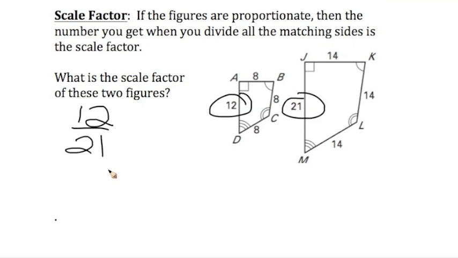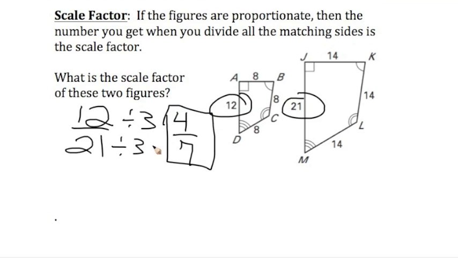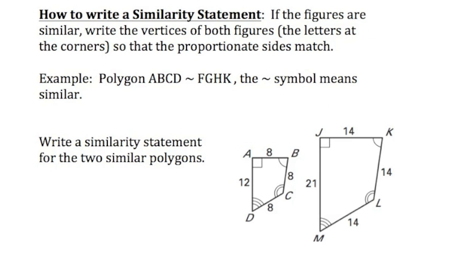Technically, 12 over 21 could be considered the scale factor, but we could reduce that by dividing the top and bottom by 3, giving us 4/7. That means that the smaller figure is 4/7 the size of the larger figure. So it's smaller, not quite as big, right around half the size.